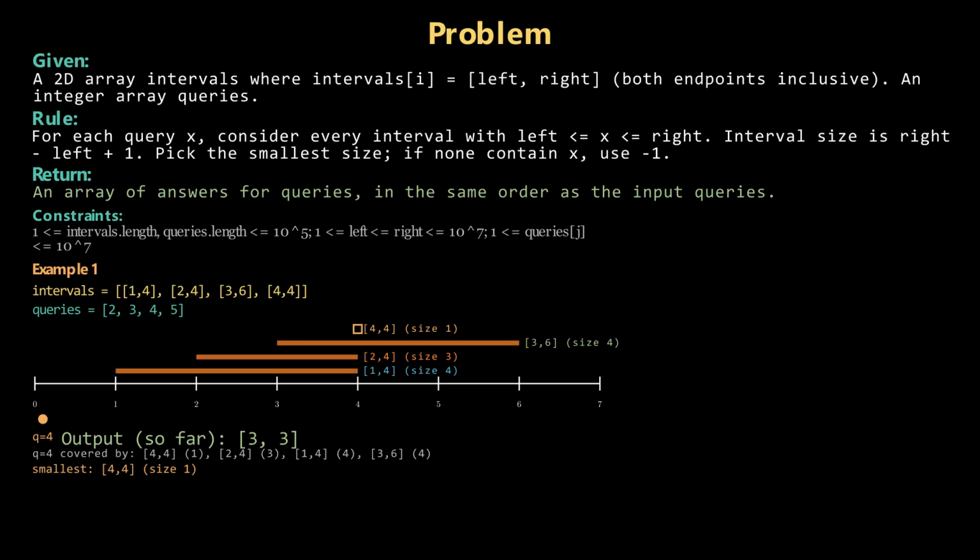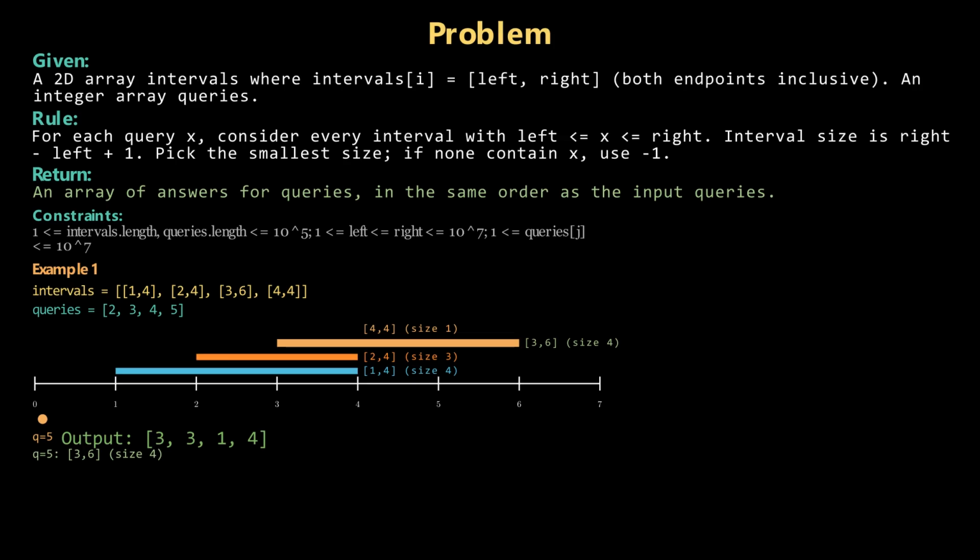Query 4 lies in all 4 intervals. Compare sizes. The point interval [4,4] is smallest, size 1. Query 5 lies only in [3,6], size 4. The output array is 3, 3, 1, 4.